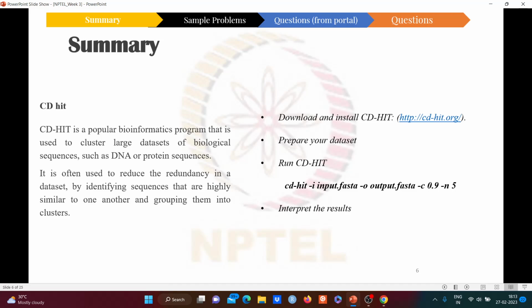The output FASTA file will contain clustered sequences, with each cluster represented by a single sequence. This single sequence is called a representative sequence. Think you have 100 sequences and you have to group them into five groups equally. Each group will have 20 sequences, and one among the 20 sequences is taken as the representative sequence of that group. This is a very dynamic process, and the representative sequences will change when you rerun CD-HIT on a similar dataset again.